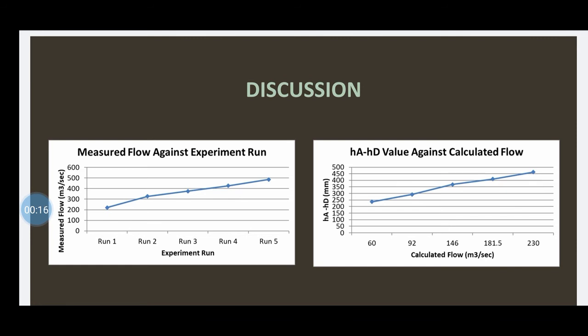Now I will explain about the discussion for the venturimeter experiment. For the first graph, we can see the measured flow against experiment run. In the x-axis, we can see the experiment runs from round 1 until round 5, and at the y-axis we can see the measured flow. For the second graph, it is the HA minus HD value against calculated flow. In the x-axis we can see the calculated flow, and at the y-axis we can see HA minus HD.